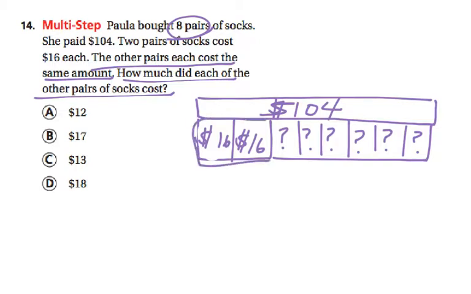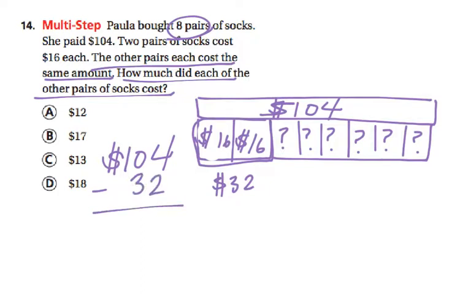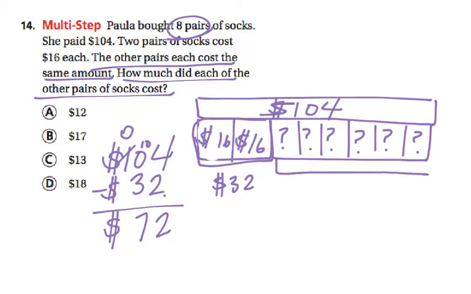I'm going to combine this part, 16 plus 16, and that part equals 32. Okay? And I'm going to take that away from my total so that I can see how much was left for the other 6 socks. So I'm going to take $104, and I'm subtracting from that $32. 4 minus 2 is 2. 0 minus 3 can't do that. This becomes a 10. 10 minus 3 is 7, and I have nothing on the other side. So she has 72 left for these socks.